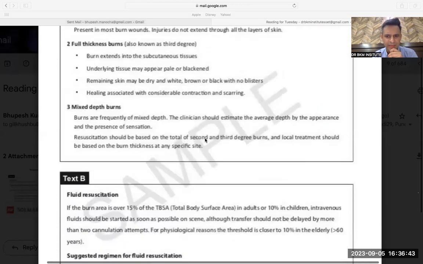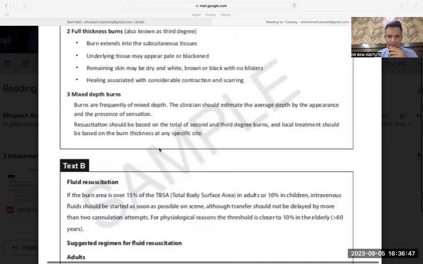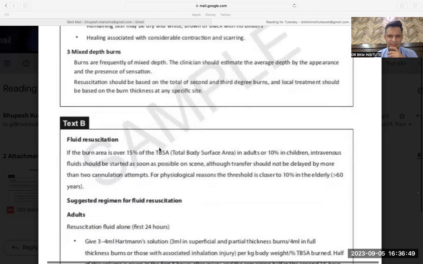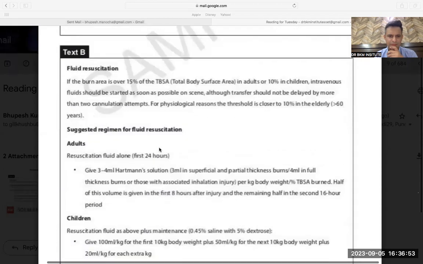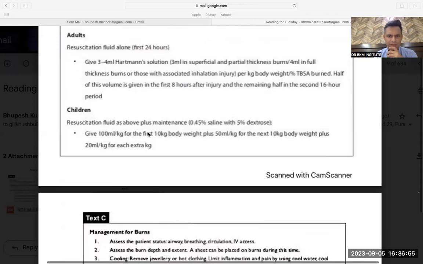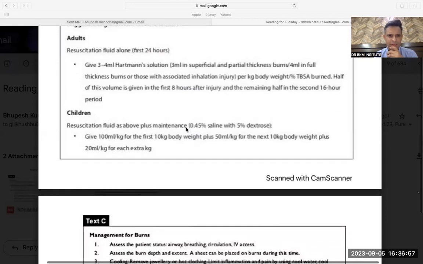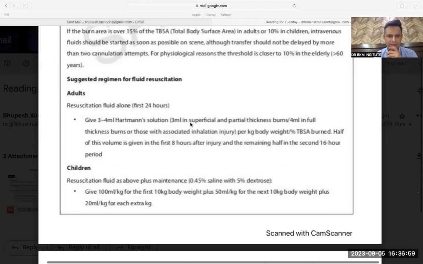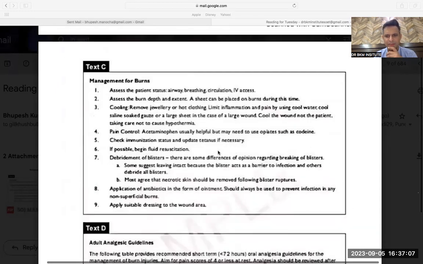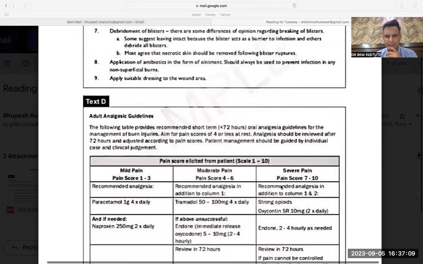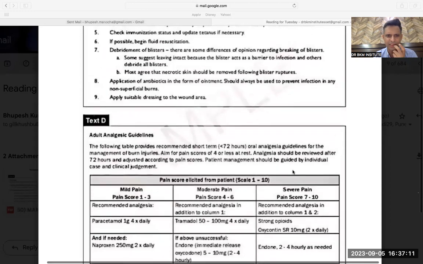Is there any treatment? Our local treatment should be based on the burn thickness, at any specific site. So any ointment, superficial and partial thickness burns. That is the only point I can see about the deeper burns. So it's this only, I guess, but it is on the basis of pain. It does not say so.